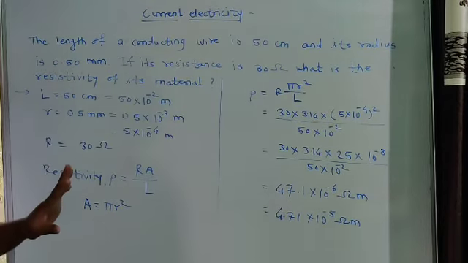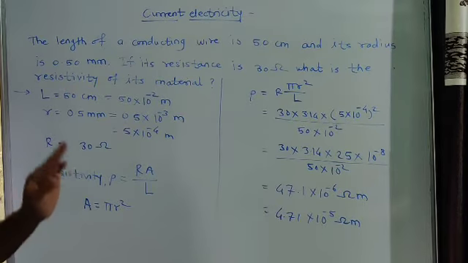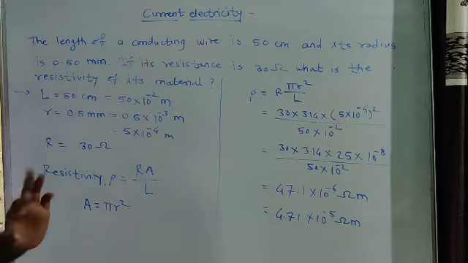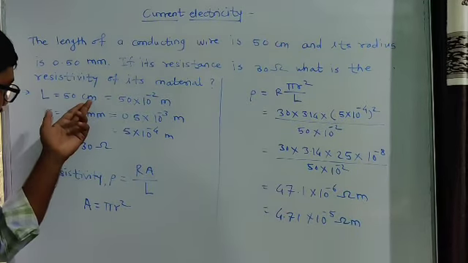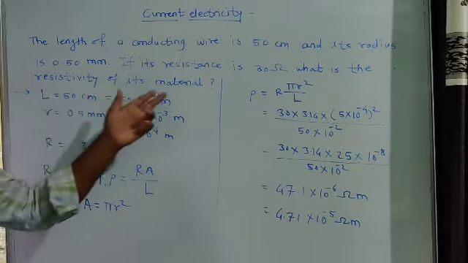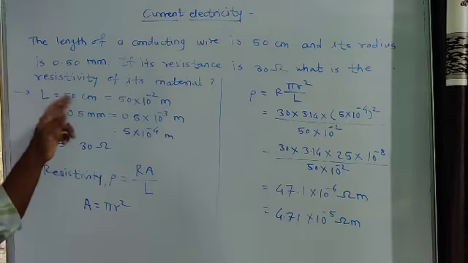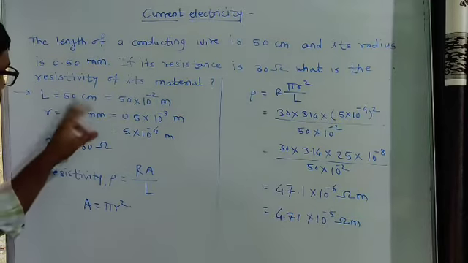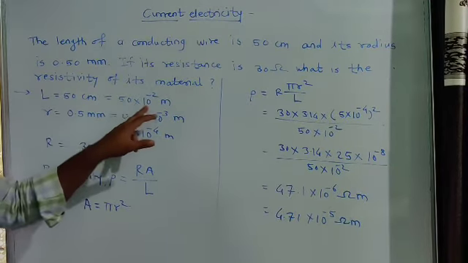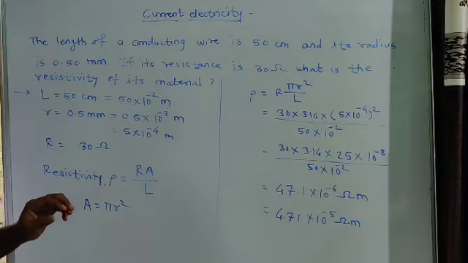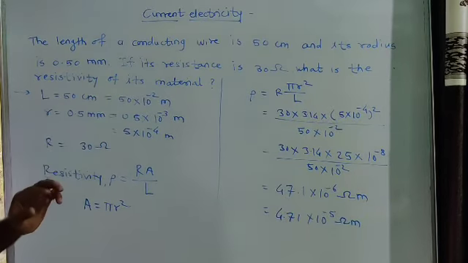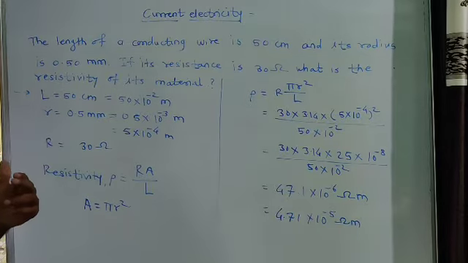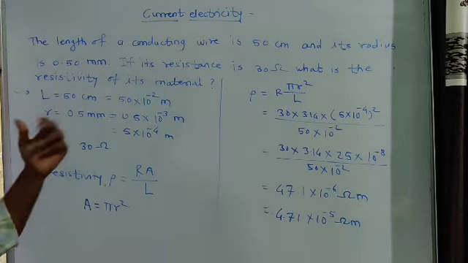50 centimeter. But we know we generally have to use the MKS system for solving problems. So in MKS, length we have to take in meter. It's given in centimeter, so we convert it into meter. So 50 centimeter is 50 into 10 raised to minus 2 meter, that will be the conversion into meter of 50 centimeter. Then radius 0.5 mm.